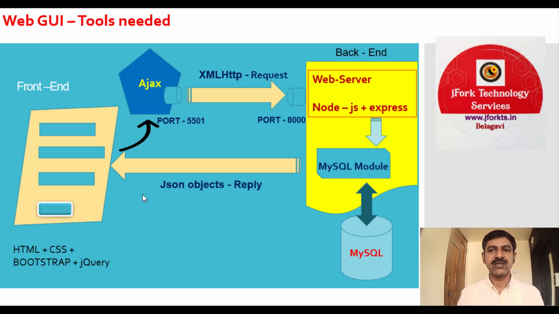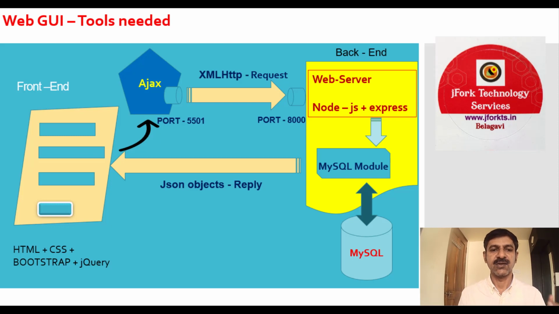Now, we need to understand how the data transfer actually takes place. The jQuery will invoke the Ajax module, and the Ajax module will send the data to the web server in XML format using an HTTP request.